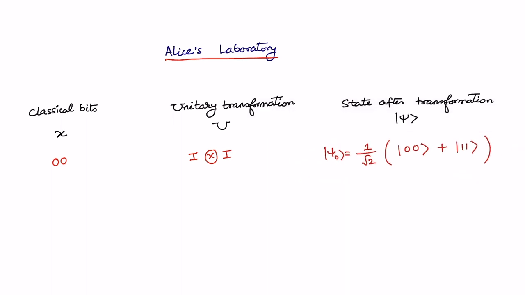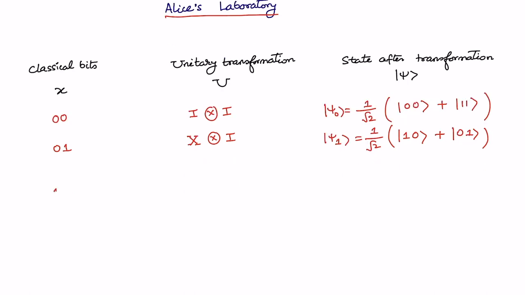Now, if the classical bits that Elise wants to send to Bob are 01, in that case Elise is going to make the unitary transformation X, which is basically a NOT operation on her qubit, Bob's qubit remaining as it is. After this unitary transformation, Elise's qubit, if it is 0 initially, will become 1 because of the NOT operation, Bob's qubit remaining as it is, and if the qubit of Elise is 1, then it will become 0 and Bob's qubit remaining as it is.